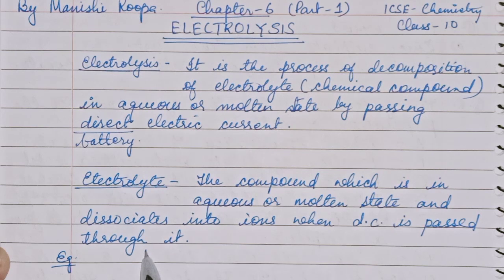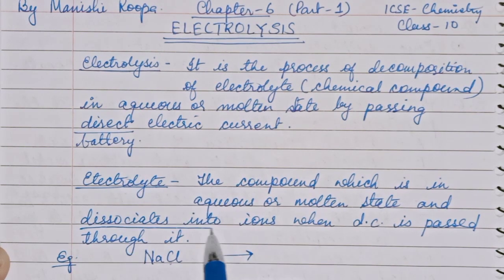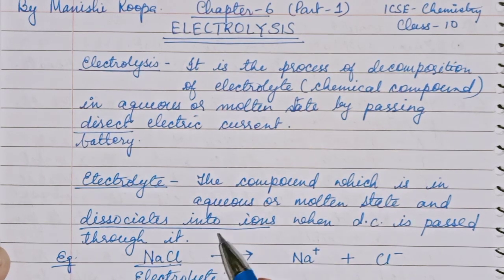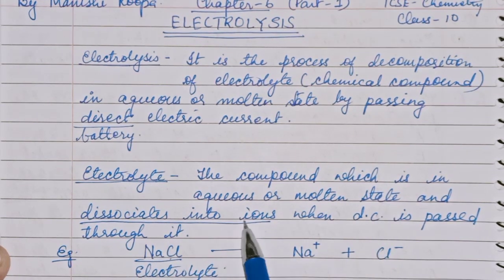Let us take one example of sodium chloride. Sodium chloride is a compound. When you dissolve this NaCl in water to make an aqueous solution, what happens? This NaCl dissociates into ions. Na will form Na+ ion and Cl will form Cl- ion. So you can say that this is an electrolyte. An electrolyte is a compound which dissociates into ions when it is in aqueous or molten state. Is it clear to you all?